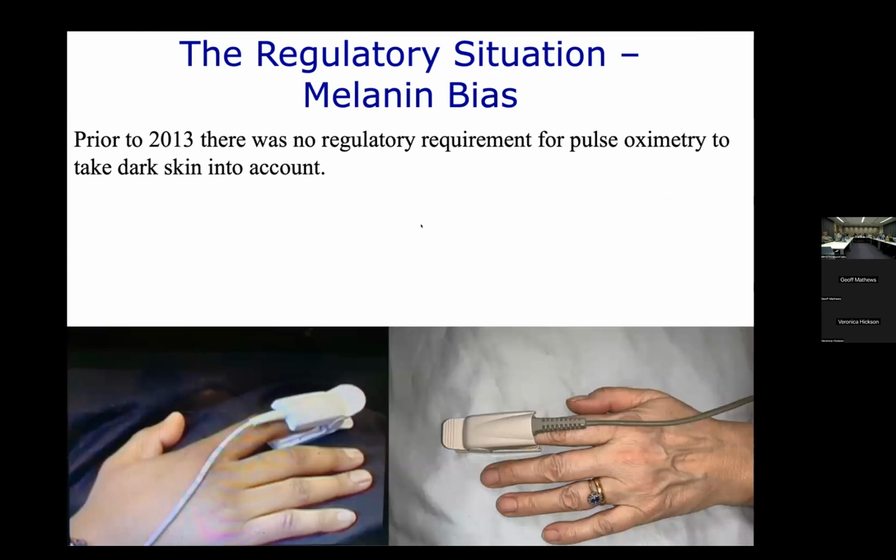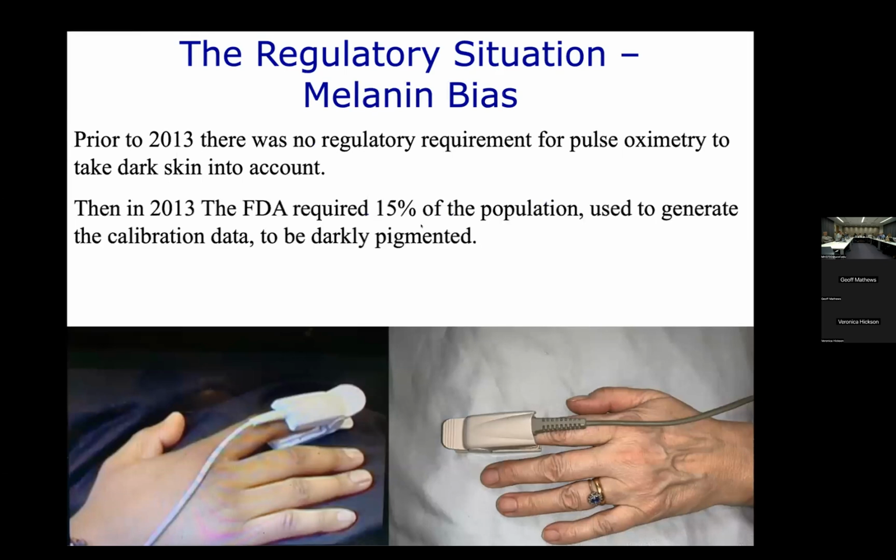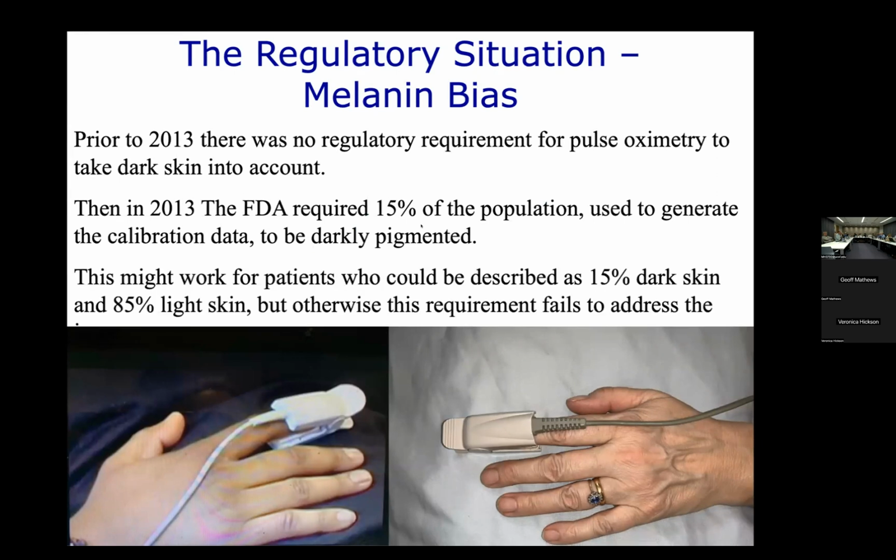Prior to 2013, there was no regulatory requirement for pulse oximeters to take dark skin into account. Then in 2013, the FDA required 15% of the population used to generate the calibration data to be darkly pigmented. Next. So that might work for patients who could be thought of as 15% dark skin and 85% light skin. But otherwise, this really doesn't address the issue. Next.